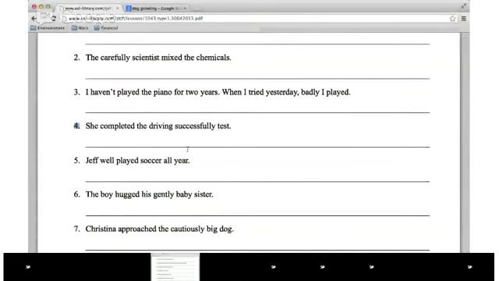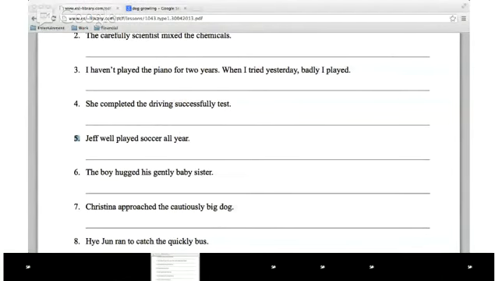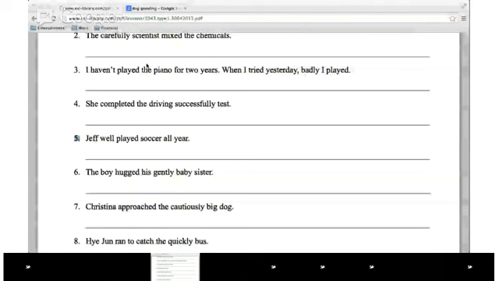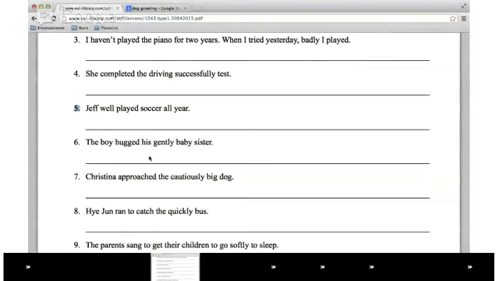She successfully completed the driving test, or she completed the driving test successfully. There you go. She successfully completed, or she completed the driving test successfully. Excellent job, Mina. Thanks, teacher. Okay, number 5 is for Jose. Jeff played soccer well all year. Good. Jeff played soccer well all year.